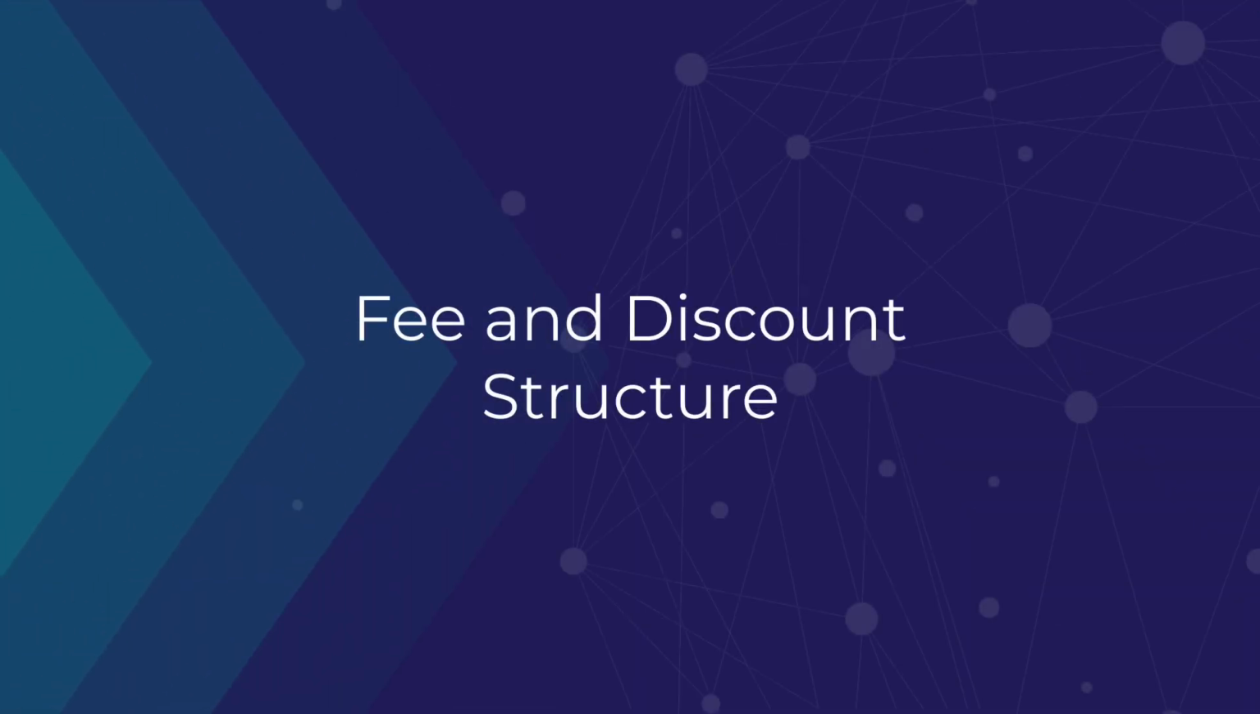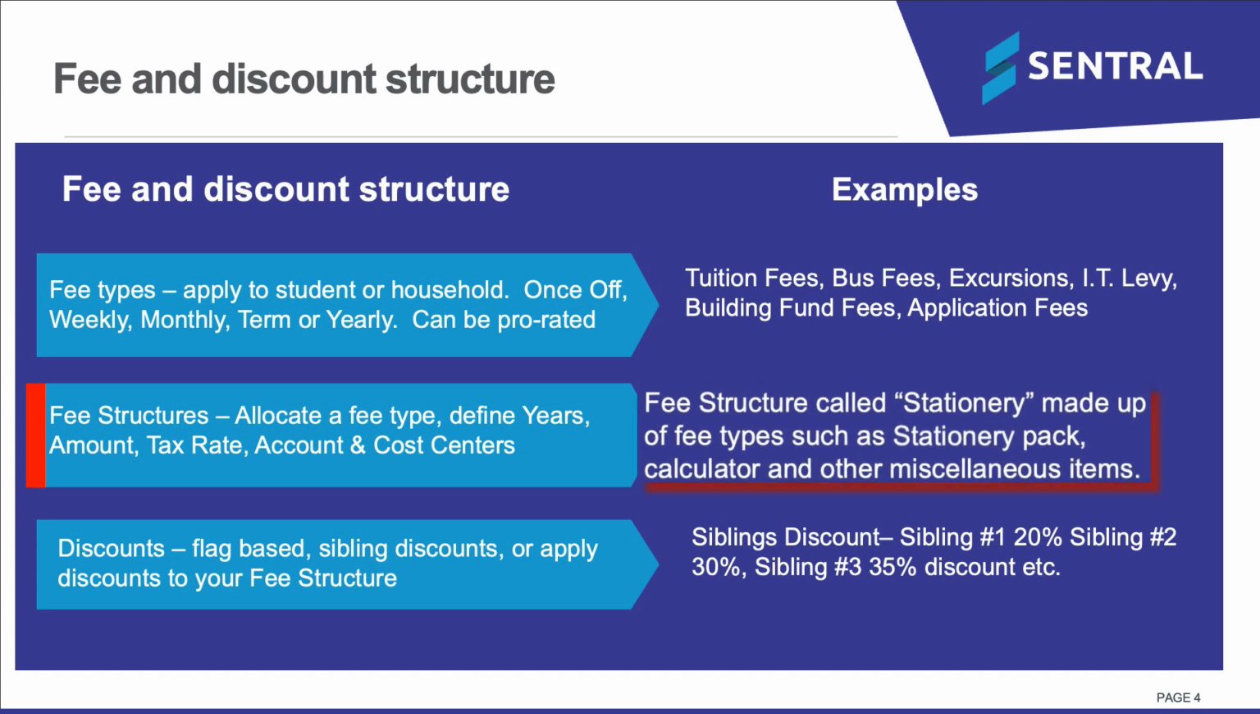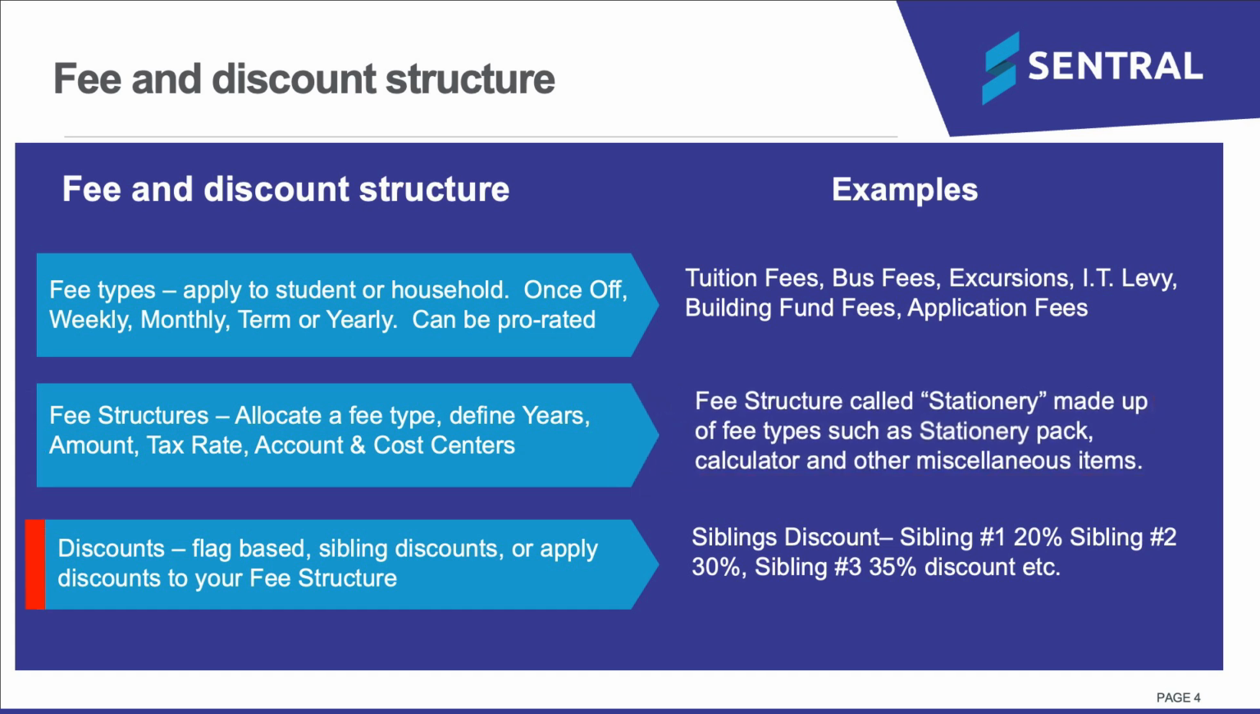Let's look at some other features in more detail. Fee types apply to a student or household. They can be once-off, scheduled, and also prorated. Examples include tuition fees, bus fees, excursions, IT levies, building fund fees, and application fees. Fee structures allocate a fee type, define years, fee amounts, tax rates, account and cost centres. For example, a fee structure called stationery might be made up of fee types such as stationery pack, calculator, and other miscellaneous items.